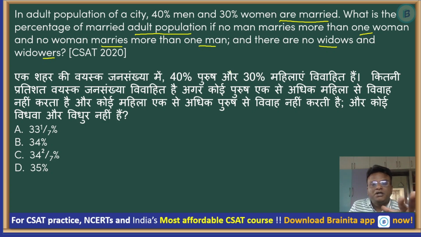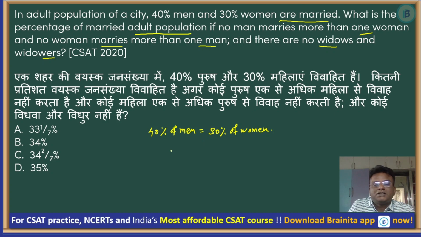So one fundamental thing that you need to understand here is that the number of men which are married is same as number of women which are married if all the other conditions are met. That means 40% of men is equal to 30% of women in that town, right? So now it becomes simple because I have to find what is the total percentage of population which is married.